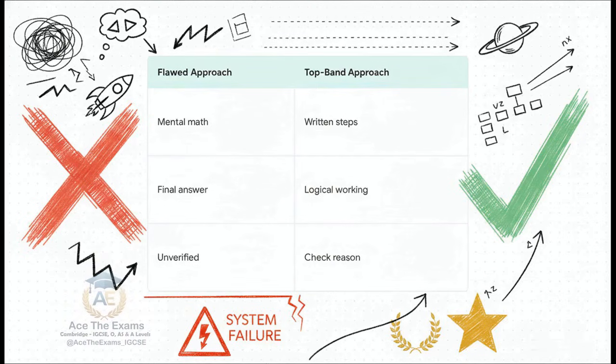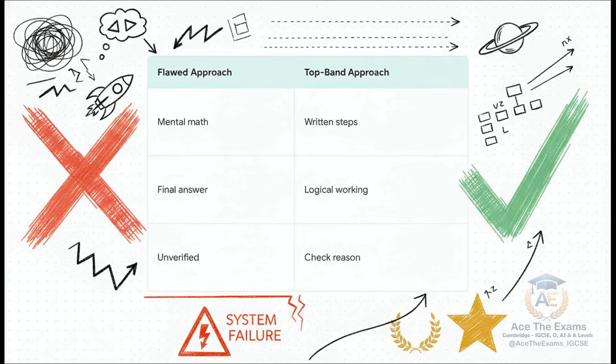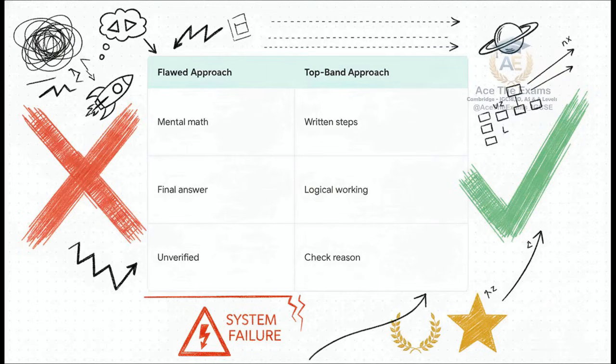The top-band approach utilizes a step-by-step deconstruct, solve, and evaluate mechanism. It relies entirely on logical steps with incredibly clear working. It means using proper headings, verifying the reasonableness of your outcome, and utilizing flawless vector notation. I'm talking about drawing the correct arrow over the AB or clearly underlining your lowercase letters. Those little details stabilize your entire flight.